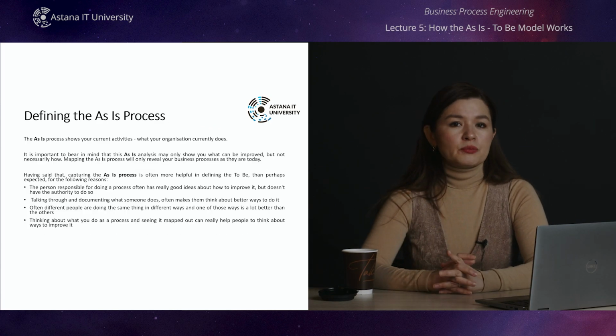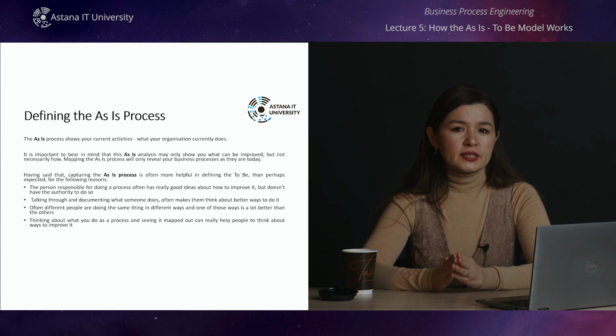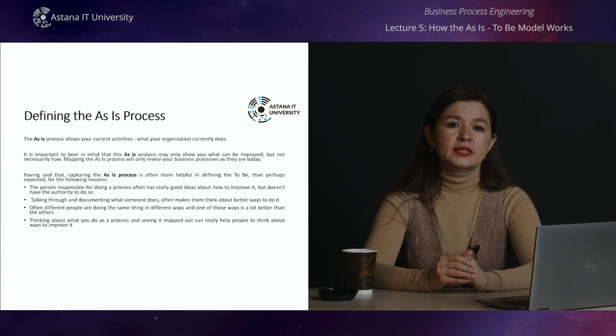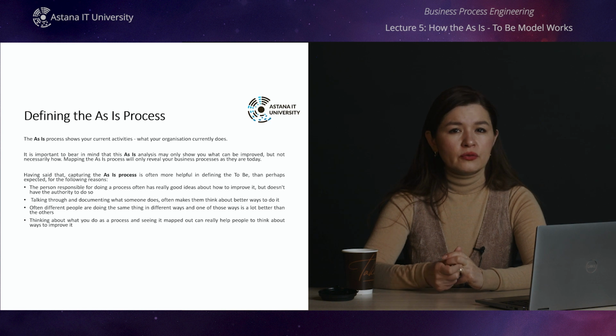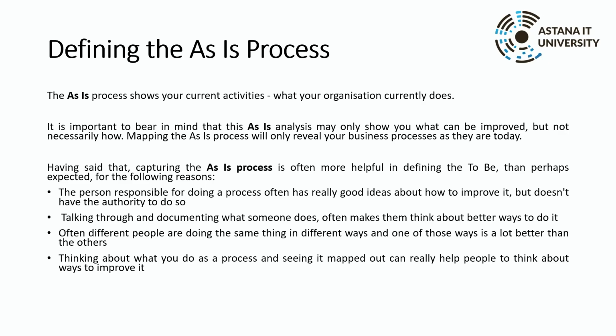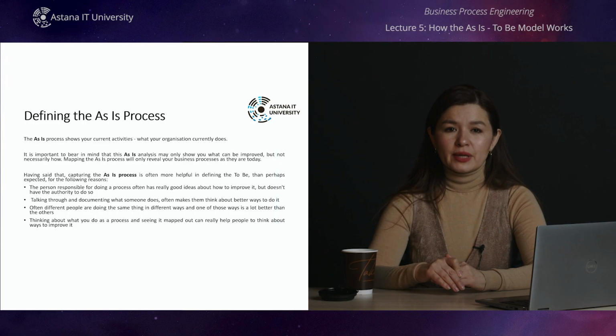Defining the as-is process. The as-is process represents your current state of activities within an organization, providing detailed information of what the organization currently does in terms of the business processes. This analysis aims to capture existing workflows and operations as they are executed in practice. It's crucial to note that the as-is analysis primarily highlights what can be improved but may not inherently suggest how these improvements should be implemented.